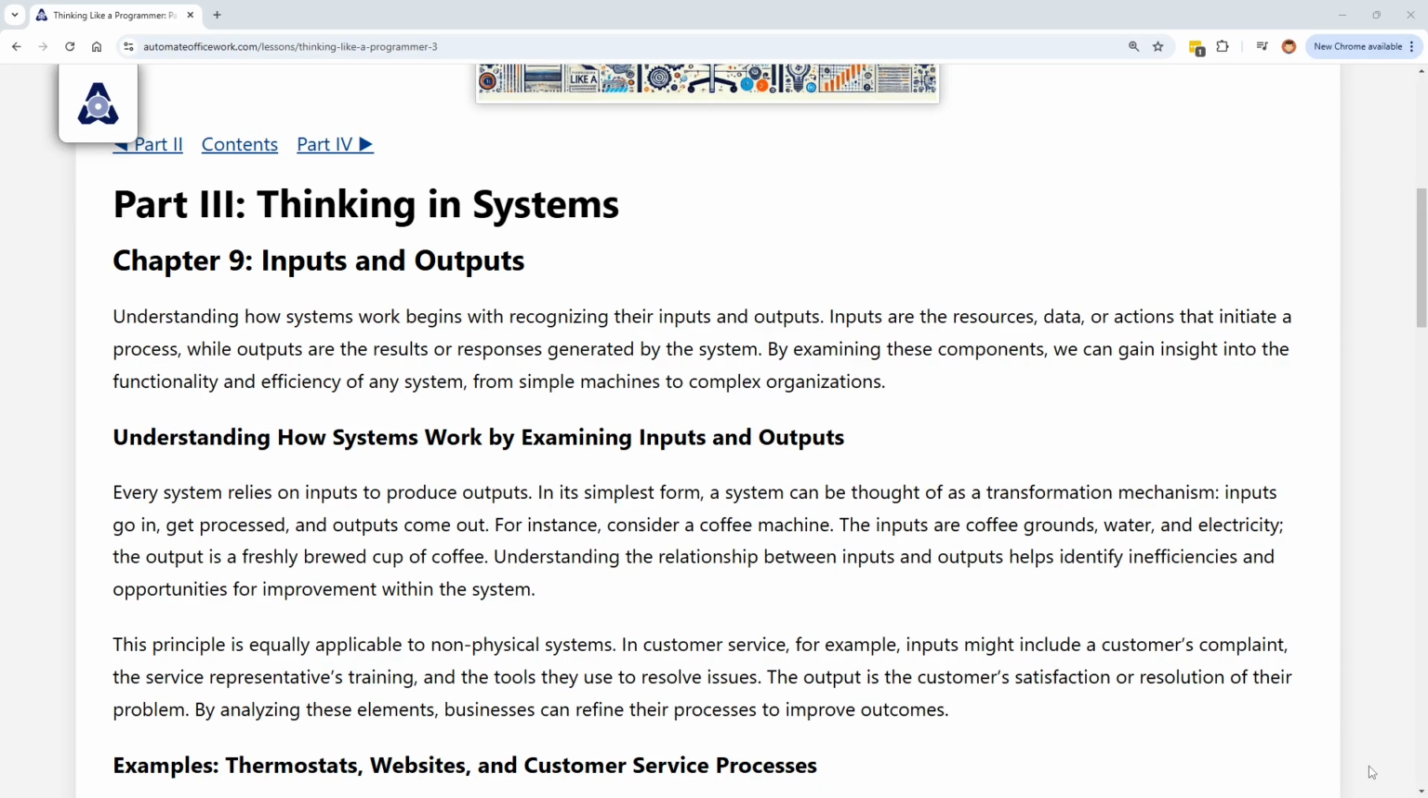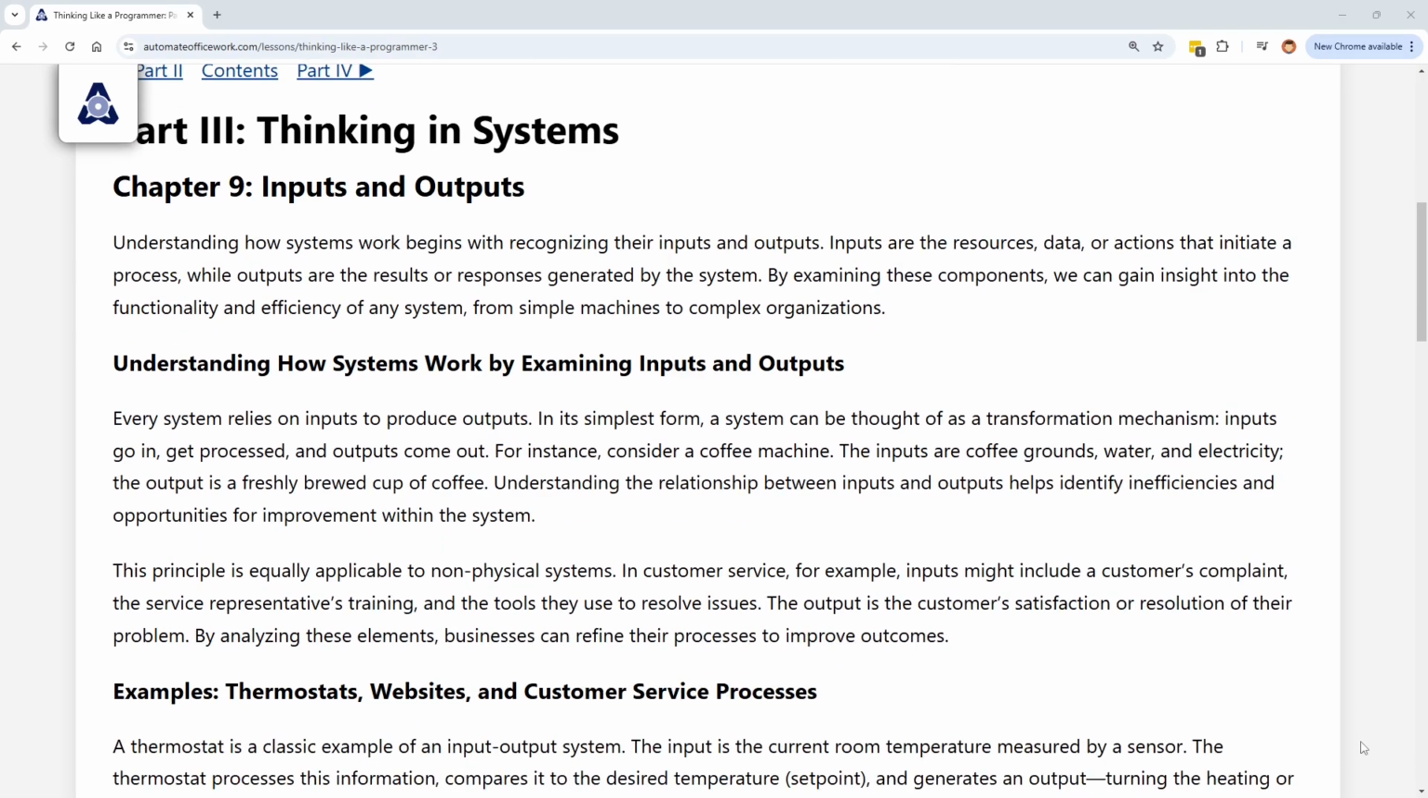Every system relies on inputs to produce outputs. In its simplest form, a system can be thought of as a transformation mechanism. Inputs go in, get processed, and outputs come out. For instance, consider a coffee machine. The inputs are coffee grounds, water, and electricity. The output is a freshly brewed cup of coffee.